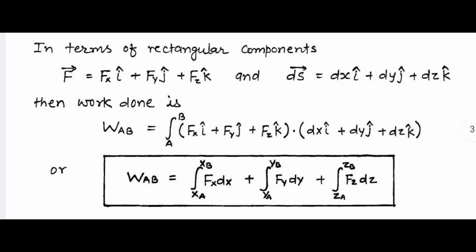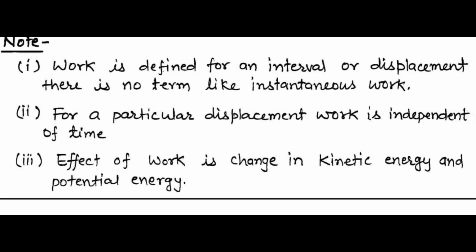First of all, we write the amount of work done along the x-axis, then the amount of work done along the y direction, and the amount of work done along the z direction. We must remember that there is no term like instantaneous work. Work is defined for an interval or displacement. For a particular displacement, work is independent of time, and the effect of work is a change in the kinetic energy and the potential energy of the object.